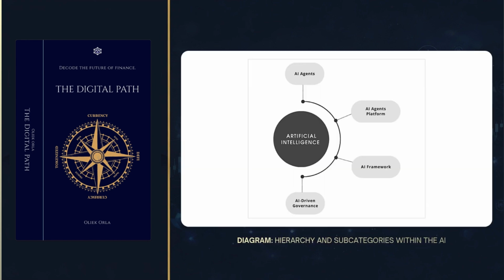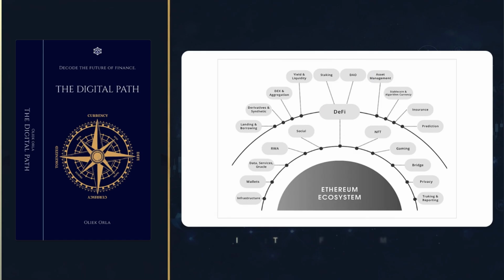It is on Ethereum that key sectors have emerged, such as decentralized finance, DeFi, financial services without banks, non-fungible tokens, NFTs, digital art and collectibles, blockchain gaming, ownership and earning models within game worlds, real-world asset tokenization, RWA, bringing real assets into digital form. Together, these sectors form a multi-dimensional ecosystem where technology intersects with economics and social interaction.